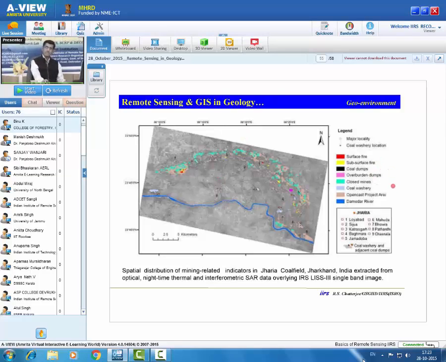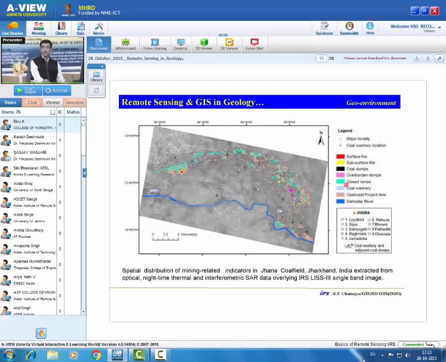So you can see this is a mining area. We have used a multi-sensor approach. Here we have used optical data, thermal data, and radar remote sensing data, this microwave data. All this information we have used together, and different geological indicators related to environmental impact assessment that we have identified and delineated. So here you can see in a mining area, this is the Jharia coalfield in Dhanbad.